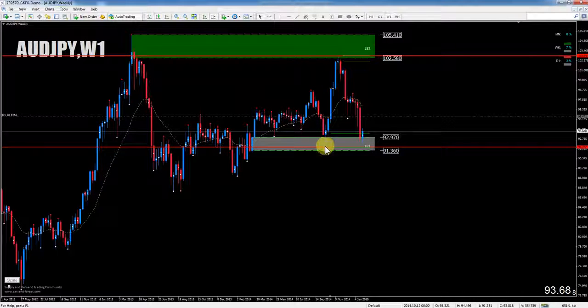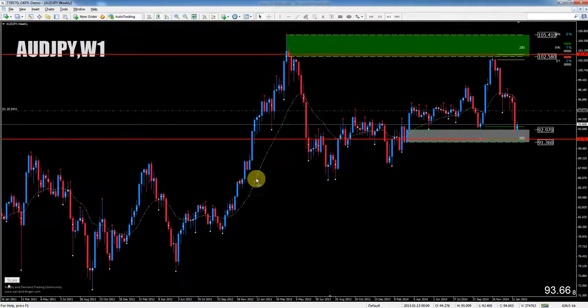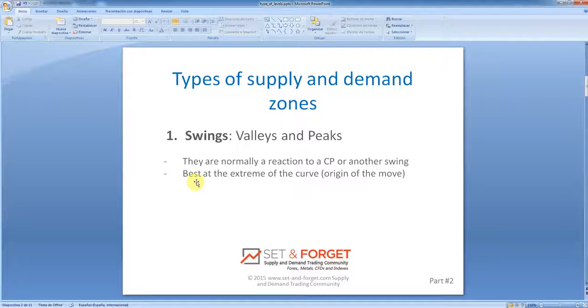Why did price react from down there or up there? Because it will normally be a reaction to a previous level of demand or supply. Okay? Just don't believe what I say. Just look at the charts. And then you will see how that works. This is a weekly area. So this defines these 2 points.